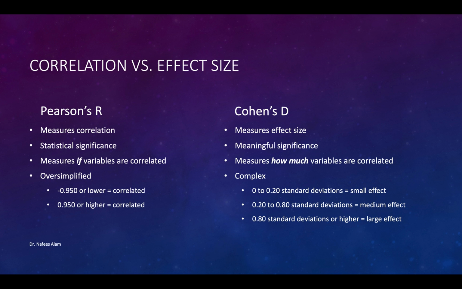It's the same as the one that I showed you before. Pearson's R measures correlation, Cohen's D measures effect size. Pearson's R measures statistical significance, whereas Cohen's D measures meaningful significance. Pearson's R measures if variables are correlated, and Cohen's D measures how much variables are correlated. Pearson's R can be thought to be somewhat oversimplified in that negative 0.95 or lower, you can call that correlated. Positive 0.95 or higher, you can say that's correlated as well.